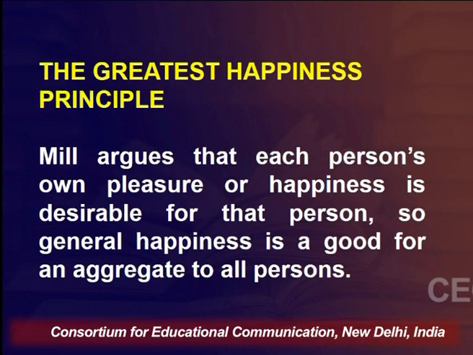So, the greatest happiness principle is that each person's own pleasure or happiness is desirable for that person. So, general happiness ought to be good for an aggregate of all persons. The principle argues that we ought to act in a manner or choose that course of action which stands to maximize happiness and minimize unhappiness. Each person's own pleasure or happiness is desirable for that person, so the general happiness is also desirable. Each person desires his own so far as he considers it to be attainable.